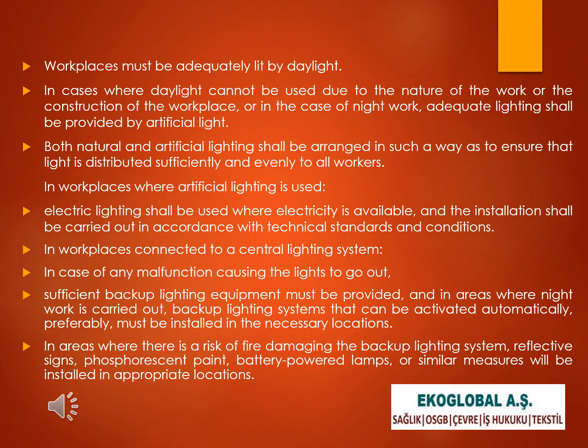In workplaces where artificial lighting is used, electric lighting shall be used where electricity is available, and the installation shall be carried out in accordance with technical standards and conditions. In workplaces connected to a central lighting system, in case of any malfunction causing the lights to go out, sufficient backup lighting equipment must be provided, and in areas where night work is carried out, backup lighting systems that can be activated automatically, preferably, must be installed in the necessary locations.